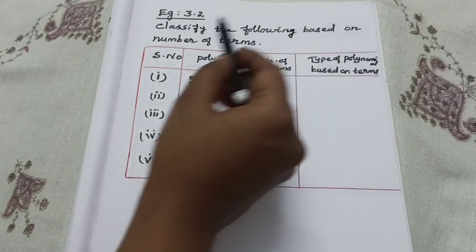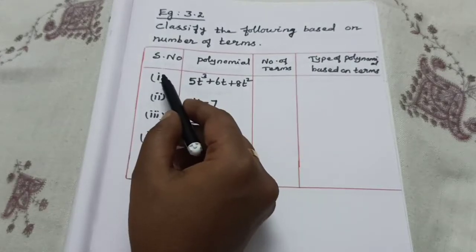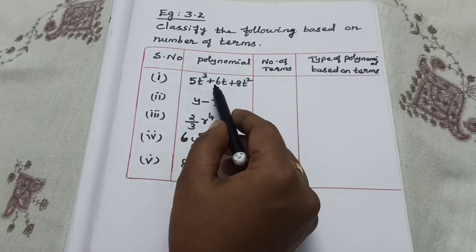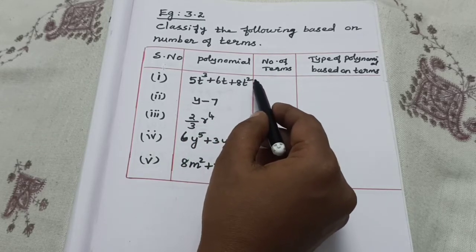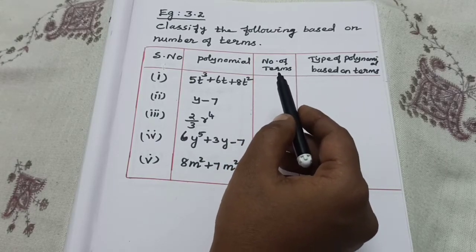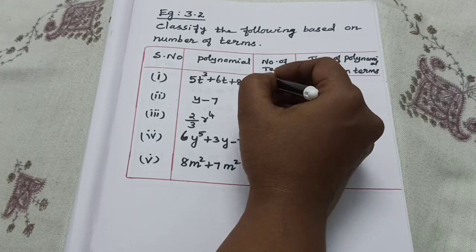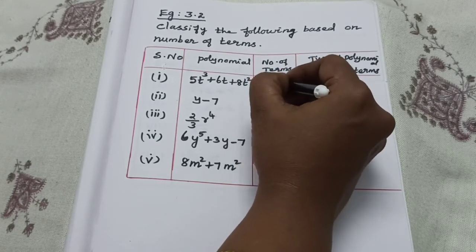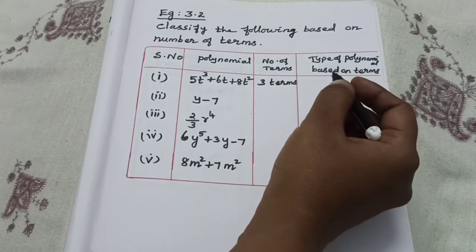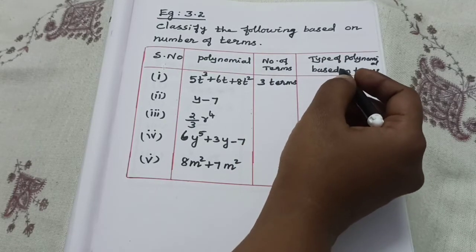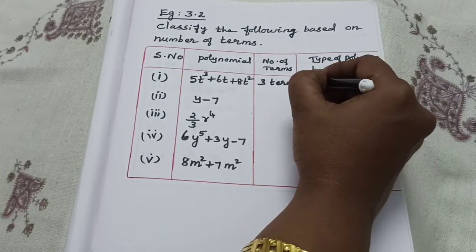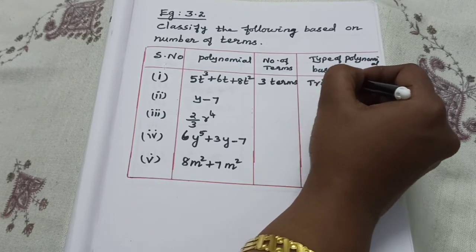Then here, based on the number of terms, the first question is a polynomial given as 5t cube plus 6t plus 8t square. Here, how many terms are given? 3 terms, isn't it? We have to write 3 terms here. Then 3 terms means what's the answer? The type of polynomial is trinomial.